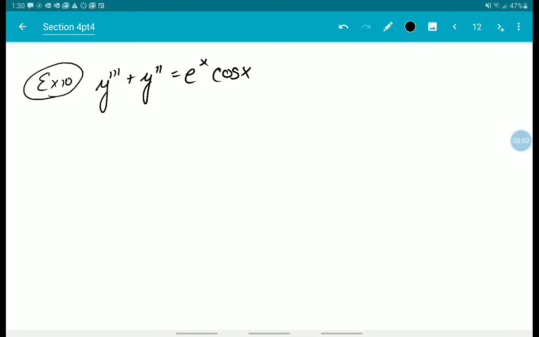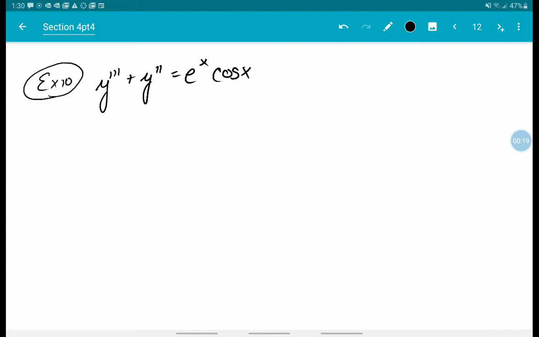So I want to walk through just one more. I want to do a higher order differential equation just to kind of show you how all of this works with higher order. The process is the same. You still have to figure out what the associated homogeneous differential equation solution looks like.